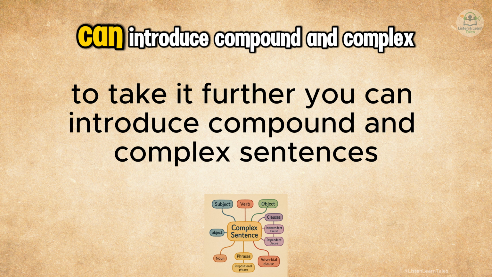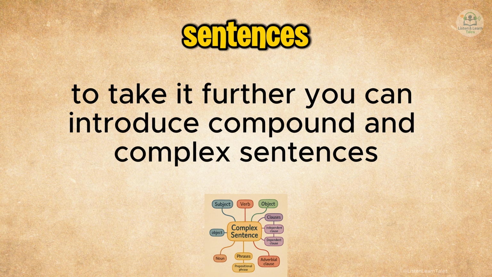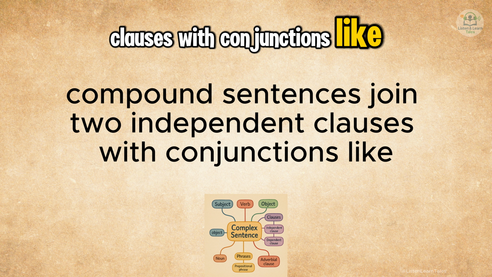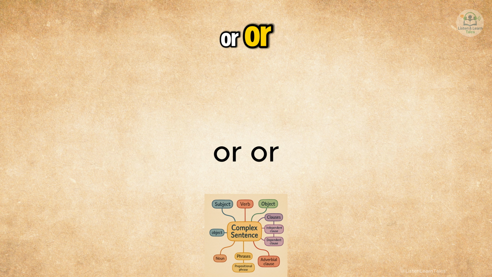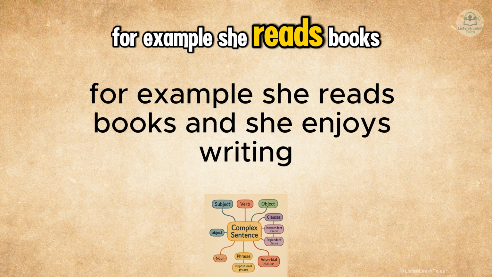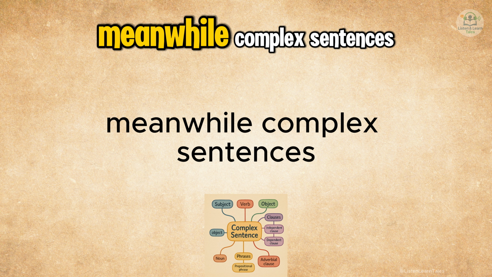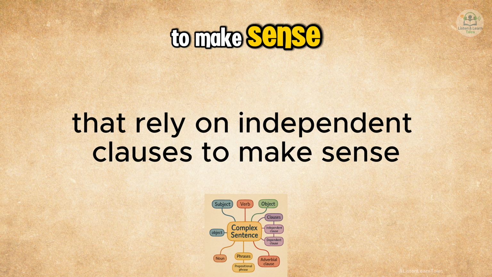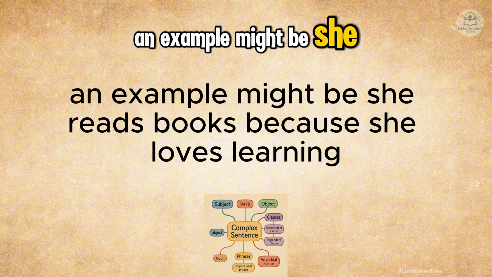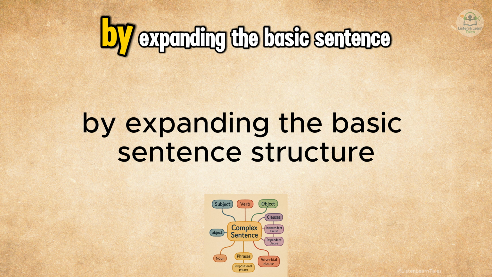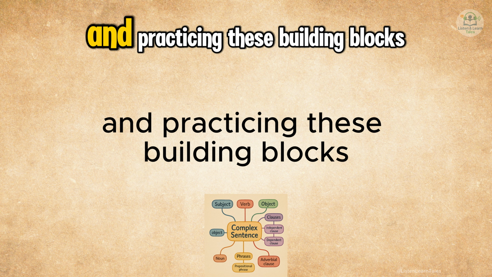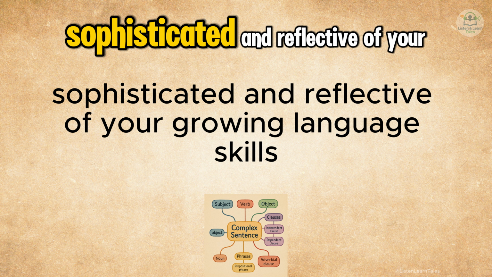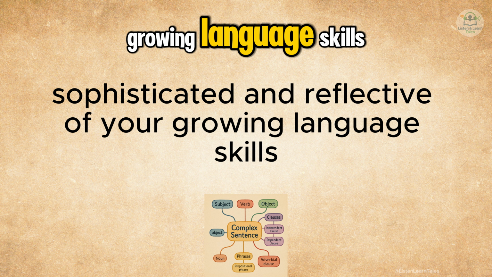To take it further, you can introduce compound and complex sentences. Compound sentences join two independent clauses with conjunctions like and, but, or. For example, "she reads books and she enjoys writing." Meanwhile, complex sentences introduce dependent clauses that rely on independent clauses to make sense. An example might be, "she reads books because she loves learning." By expanding the basic sentence structure and practicing these building blocks, you'll learn how to craft sentences that are more fluent, sophisticated, and reflective of your growing language skills.